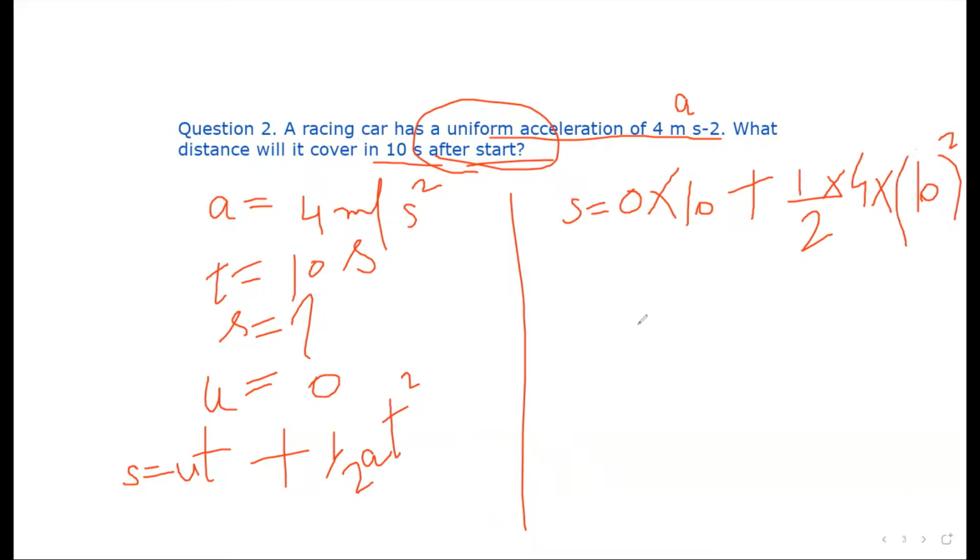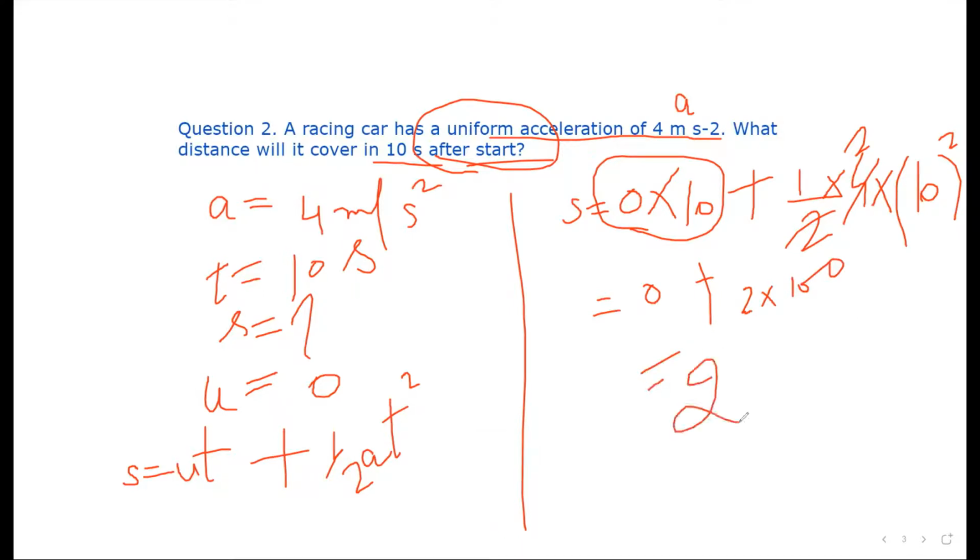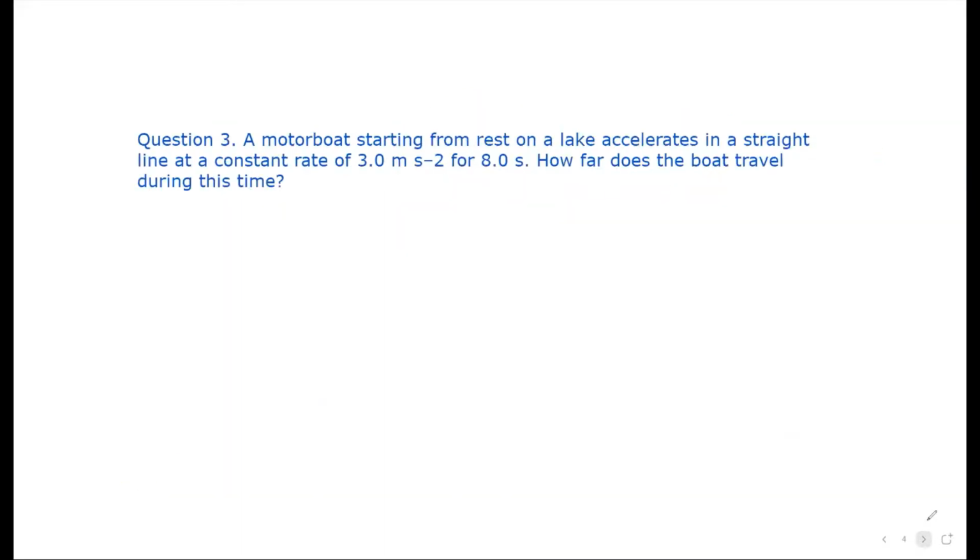Now, any number multiplied with 0 is 0 only. Then you will just cut 2 with this 2. Don't cut with this 10 because it is in the bracket. So now it is 2 into, and what is written here? 10 square means 100. So now the answer is very easy. Very good. That is 200 meter. Easy enough? Chalo, let's see the next example.